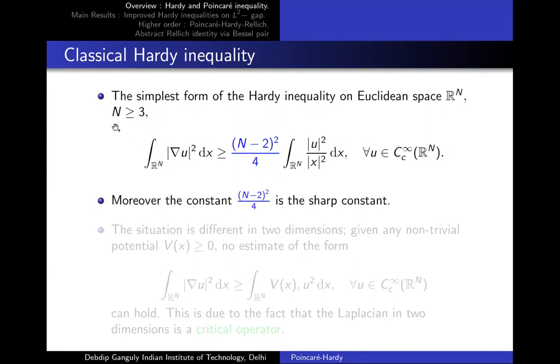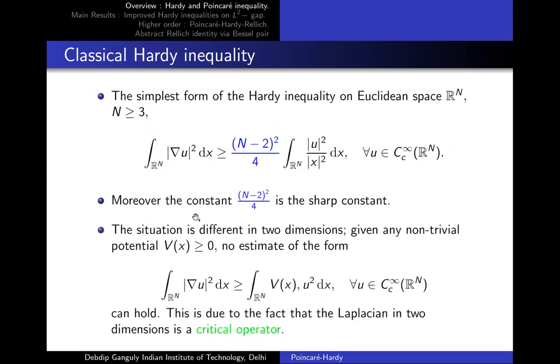Now, another thing is that n is greater than or equal to 3. The question is why I don't take n equal to 2 or 1. This is a very important part, because the operator in R^2 is a critical operator. I will come to what is the meaning of a critical operator. So in dimension 2, there is no Hardy inequality.